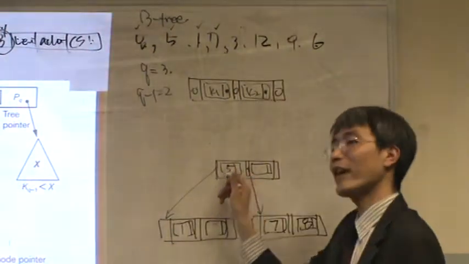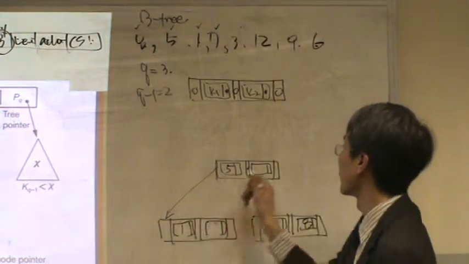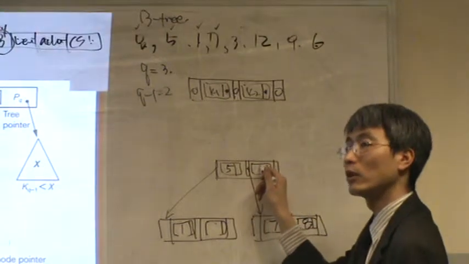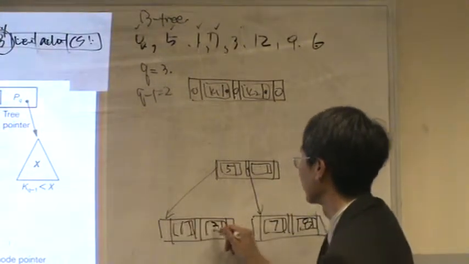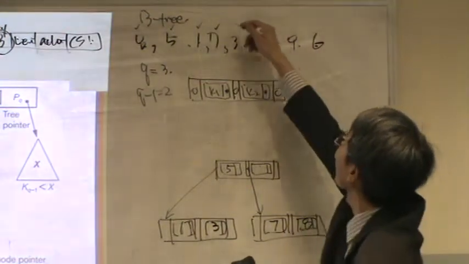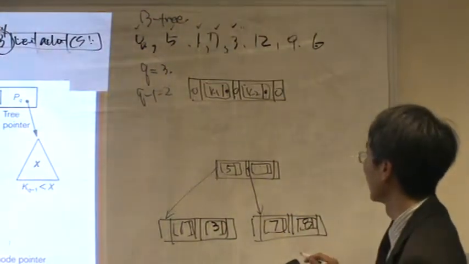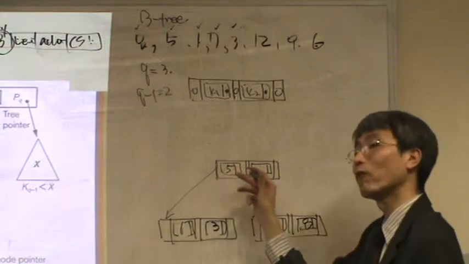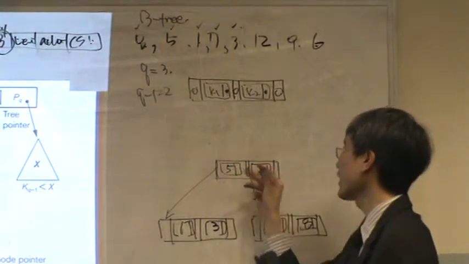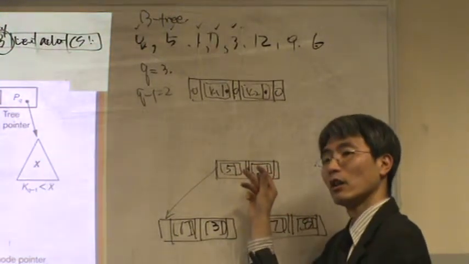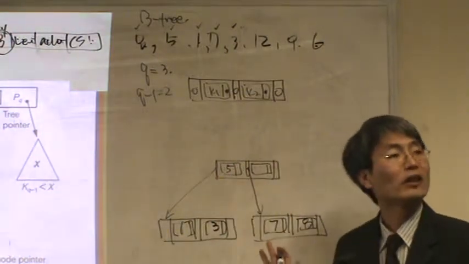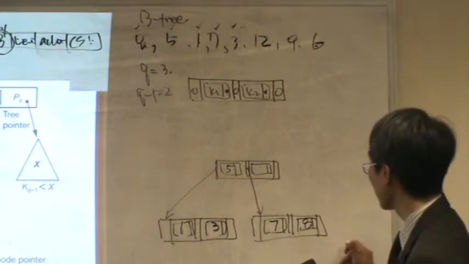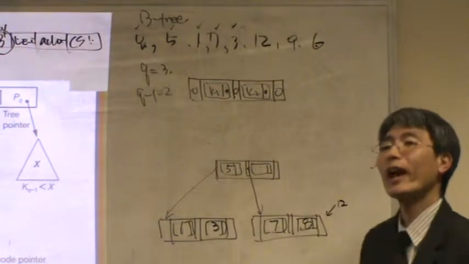Next, 3. 3 is less than 5. Can I use this one? No, always find the bottom. So 1, 3. Next, 12. 12 is bigger than 5, goes to here. Can I insert the 12 over here? No. No, always, even though you have a space, find the leaf node. So 12 is here. Do we have a space?